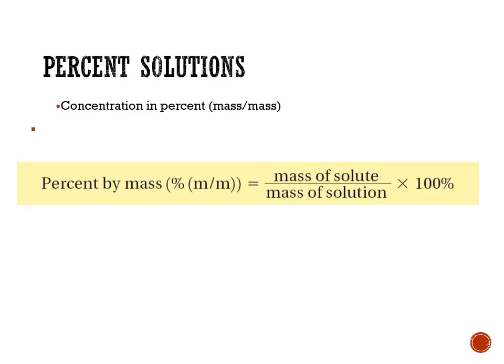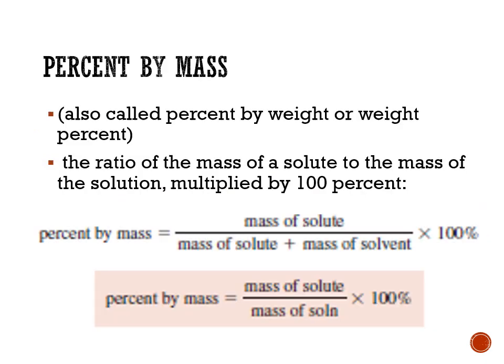So, percent solutions naman, concentration expressed in percent mass per mass. So, kanina, volume per volume. Now, mass per mass naman. So, percent by mass would equal mass of solute divided by mass of solution times 100. So, I have given here another example naman. Baka kasi malito kayo.